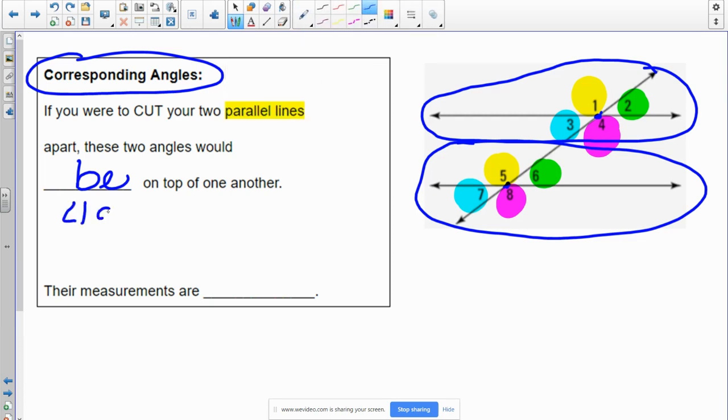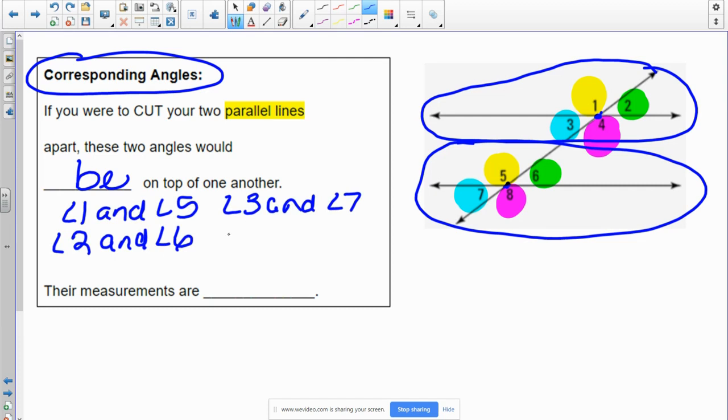So angle 1 and angle 5 are corresponding. Angle 2 and angle 6 are corresponding. Angle 3 and angle 7 are corresponding, and then angle 4 and angle 8 are corresponding. And just like if you can visualize it, look at the measure of 2 here. That is the exact same size as measure 6. Or if you look at the measure of 4 here, which is an obtuse angle, that is the same measurement as 8. So we can say their measurements are congruent.